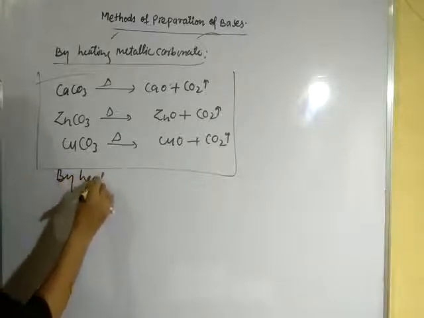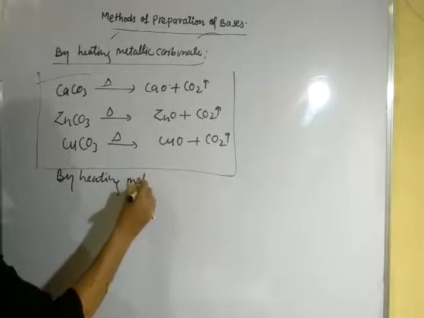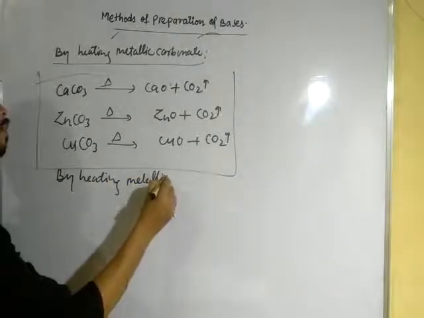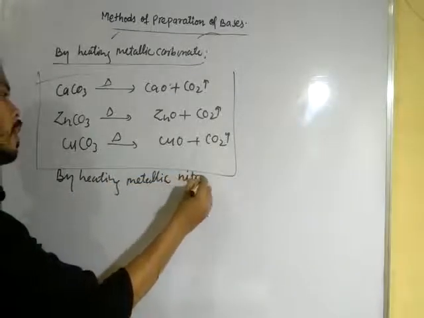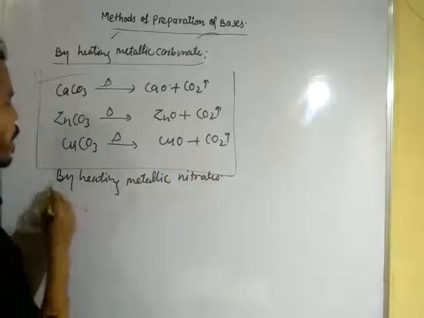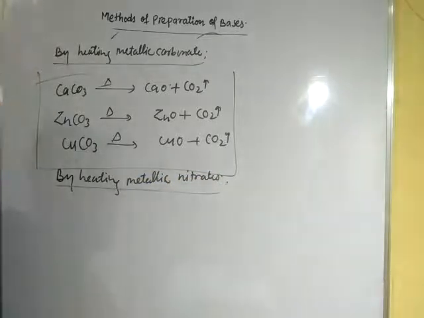By heating metallic nitrates. When metallic nitrates are heated, they form metallic oxide with the elimination of nitrogen dioxide.